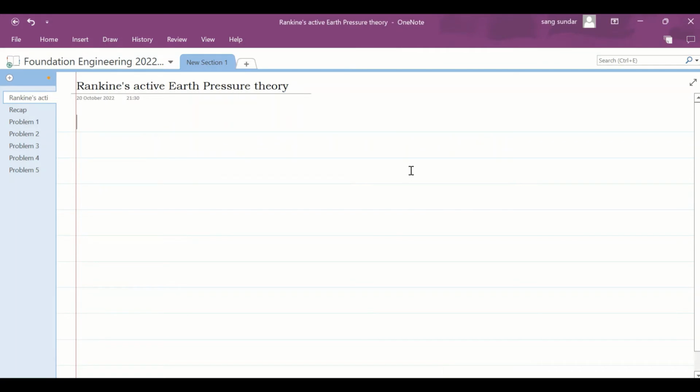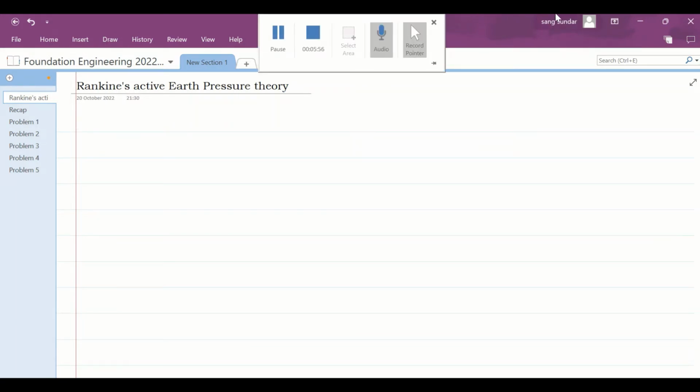Now let us derive how much is the active earth pressure based on Rankine's theory. First, let me draw.